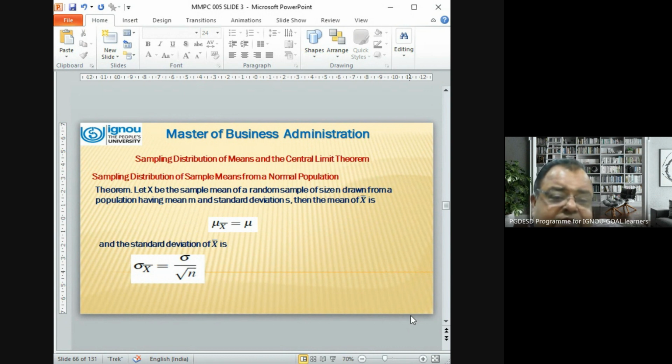Sampling distribution of sample means from a normal population. Theorem 1: let X bar be the sample mean of a random sample of size n drawn from a population having mean mu and standard deviation sigma. Then the mean of X bar, mu of X bar, is equal to mu, and the standard deviation will be, now see the difference, sigma of X bar is equal to sigma upon under root n.